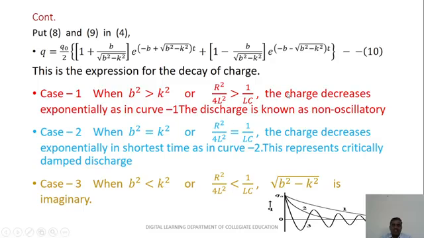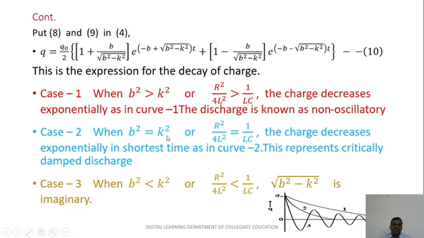The discharge, the charge decreases exponentially. That is shown in the curve here. So this is this curve. When b square is greater than k square, the charge decreases exponentially, and this discharge is known as non-oscillatory, that you can observe in the curve 1.